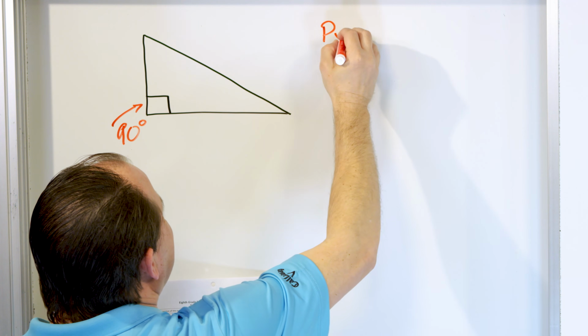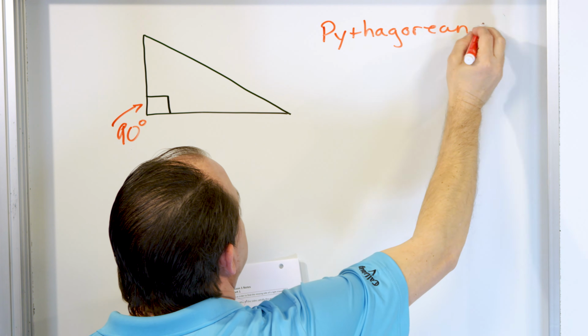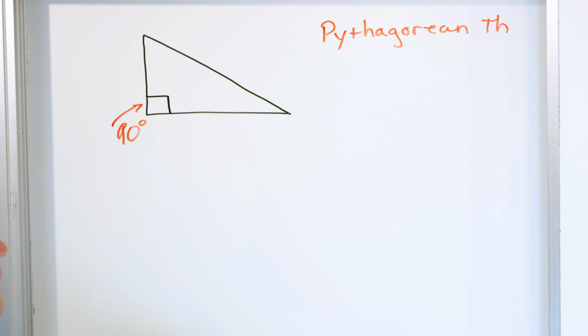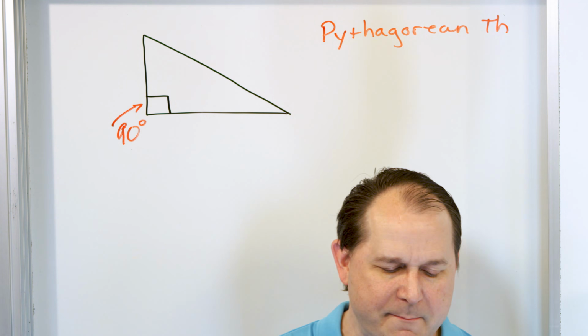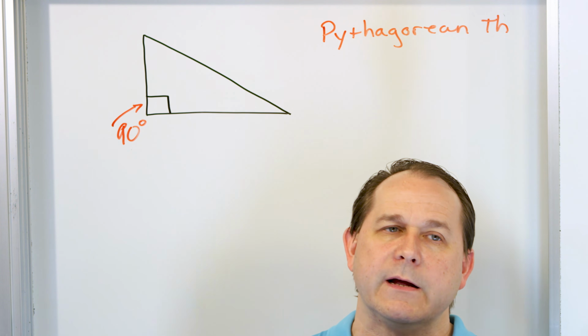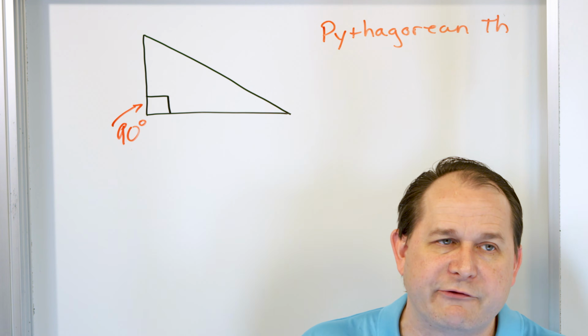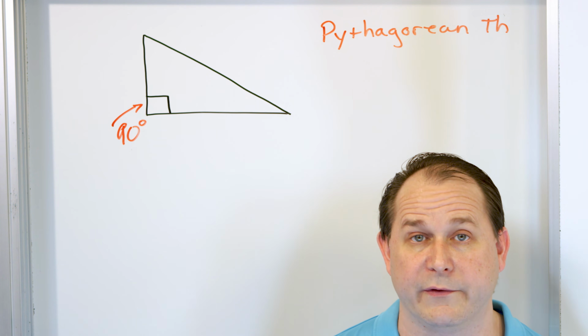So this is called the Pythagorean theorem. I'll put TH for theorem. A theorem is just a mathematical rule that we know to be true, and it can be proven. We're not going to prove this right now, but we know that it's true because you can go and build triangles and measure them, and we know the Pythagorean theorem holds, okay?